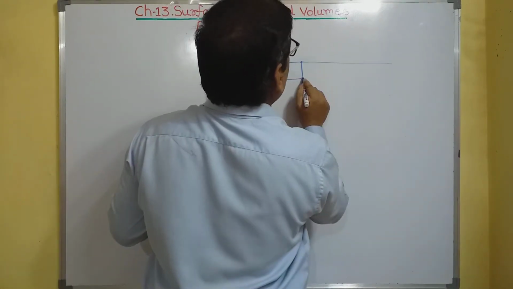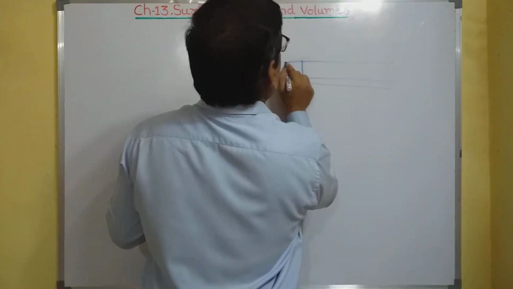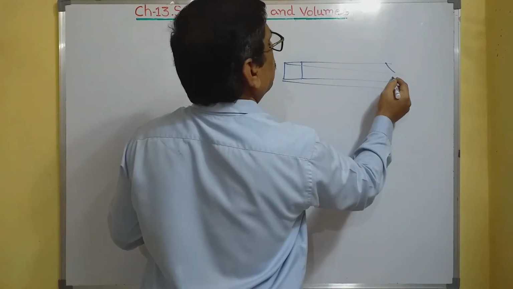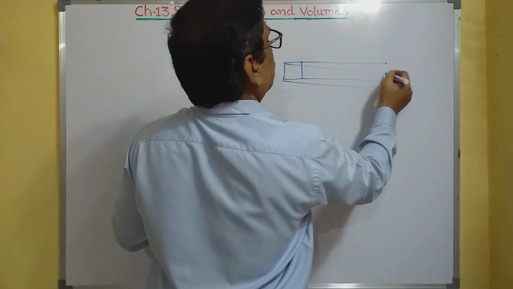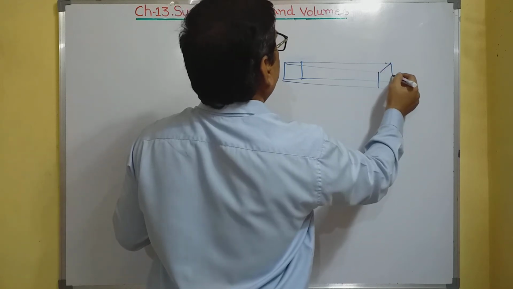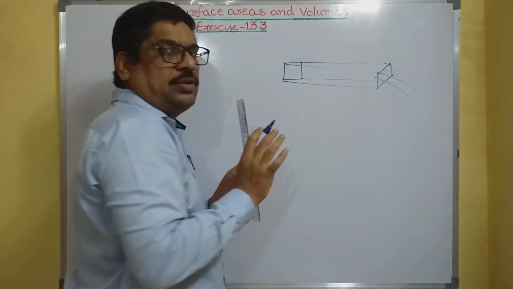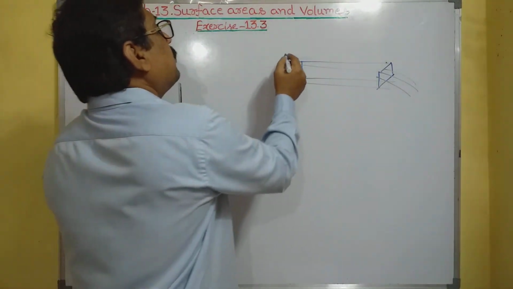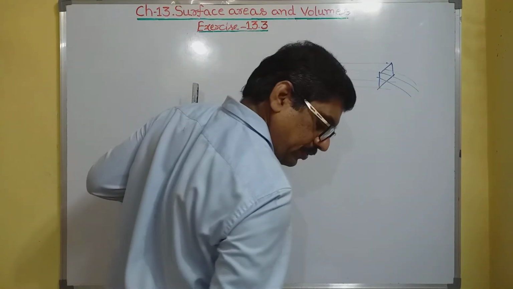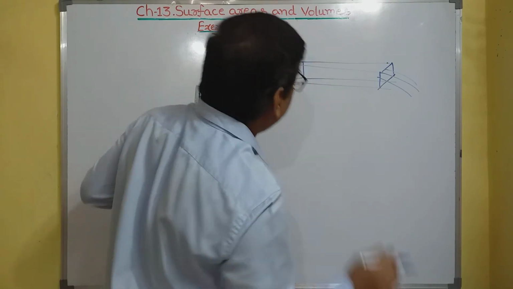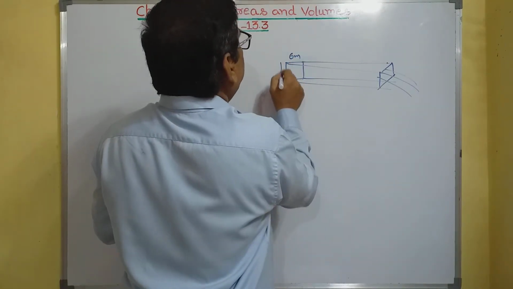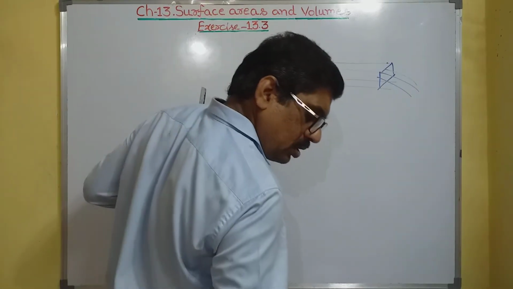So the water is flowing in this, like this. Let us consider this as a canal. Its width is given. How much is it? The width is given as 6 meters, and the depth is, width and depth is how much?